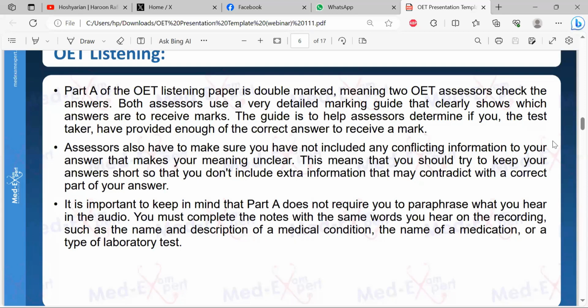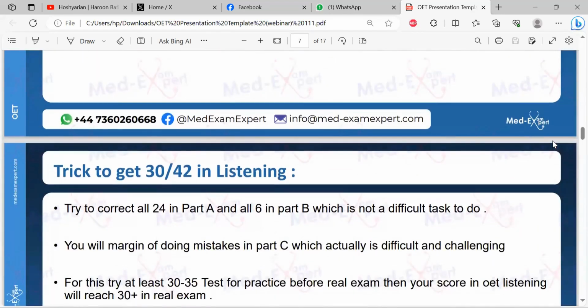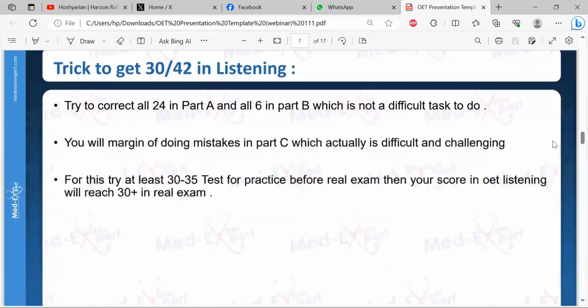It is the easiest one because, if you are going to practice 30 to 35 tests, I'm sure that you will easily ace the listening module of the OET exam. Okay. So here is a trick to get 30 out of 42, and 30 plus as well, in the listening module. Try to get all 24 correct in Part A.